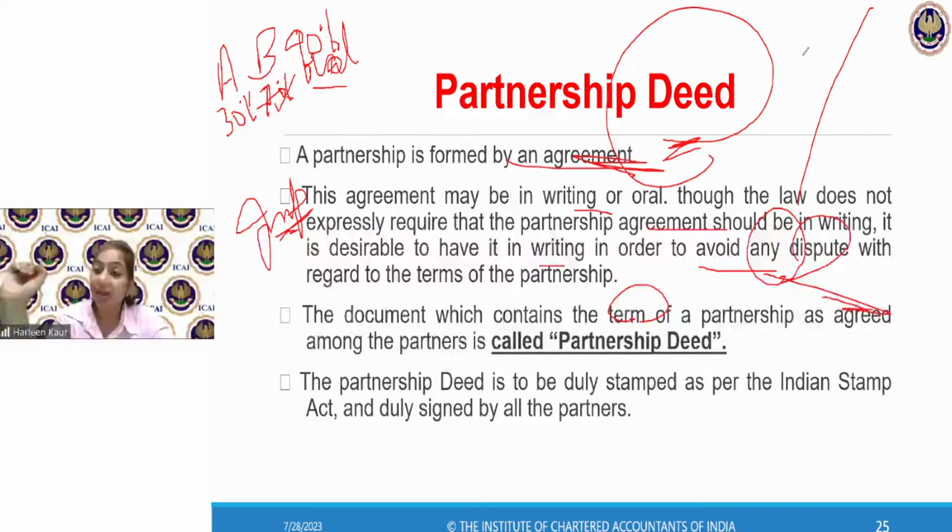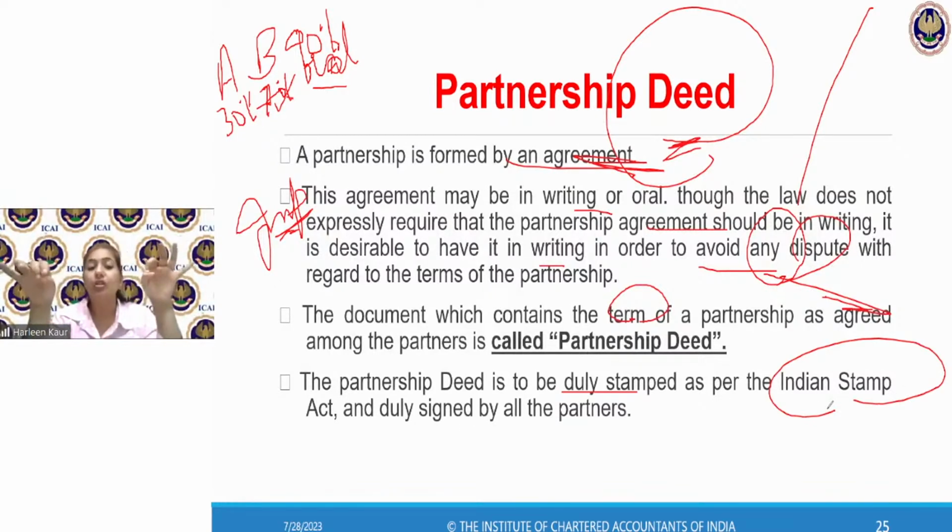All these things should be nicely placed in writing. That's why rent agreements are also made in writing. Partnership deeds are made in writing, preferably. Also, it should be duly stamped by the Indian Stamp Act. So you should get the thappa on the partnership deed, stamp lagi honi chahiye, and all the partners are required to sign it because every partner should know what they have made an agreement about.